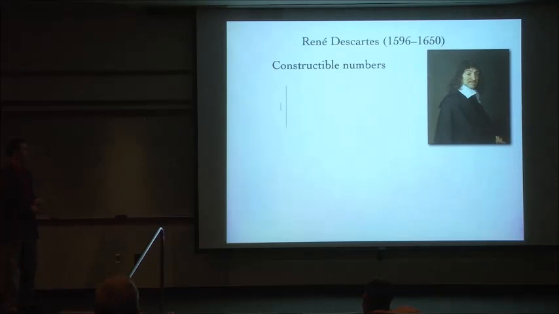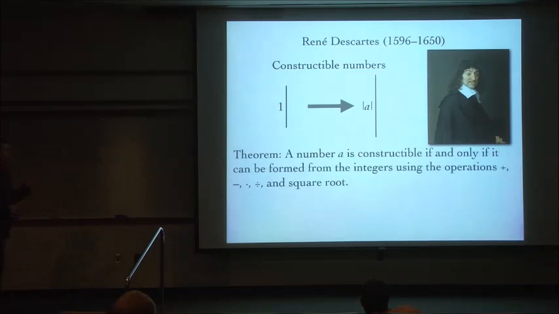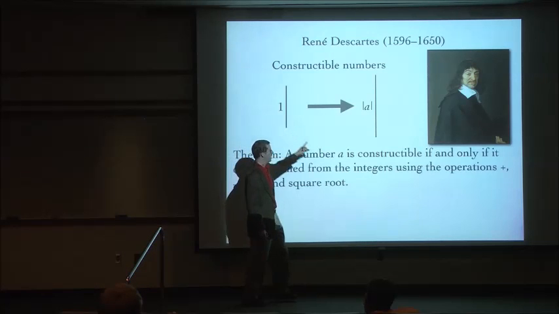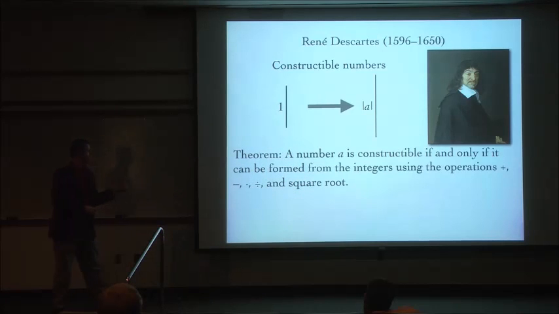And so, although Descartes never stated it in this way, we could now write a theorem from what he wrote, which was that a number A is constructible if and only if it can be formed from the integers using plus, minus, times, division, and the square roots. So in other words, if I start with a line segment of length 1, and I want to construct a line segment of length absolute value A, then that number has to be expressible using the four arithmetic operations and the square root. And so now you might be seeing where this is going to come into play here.